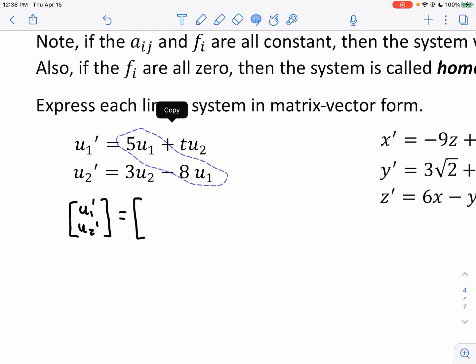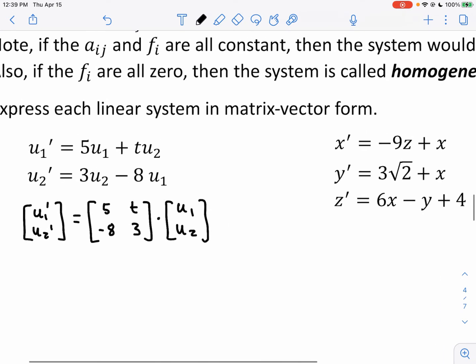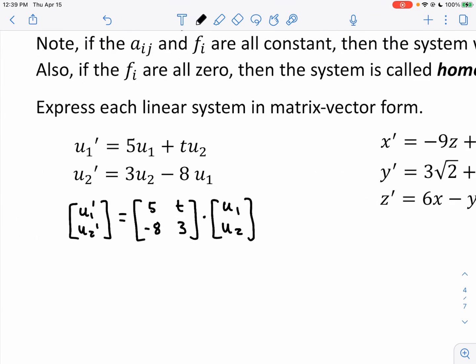Notice the u1s are not lined up currently. So you want to put the u1 coefficients in the first column, so 5 and -8. So just be careful about that. And then you want to put the u2 coefficients in the next column. And the u2 coefficients are t and 3. And then you multiply this by the column vector of functions of the dependent variables, which is u1, u2. And then to this, you add any terms that don't involve the dependent variables. And notice there's nothing added here, nothing added here. So the forcing terms are 0 in this case. So this is a homogeneous system.